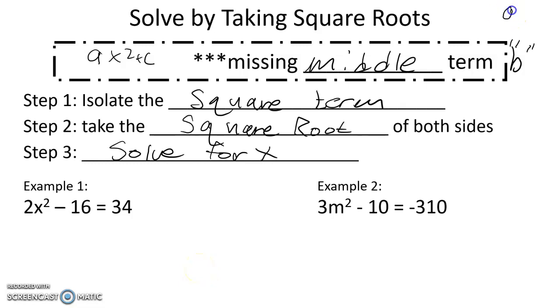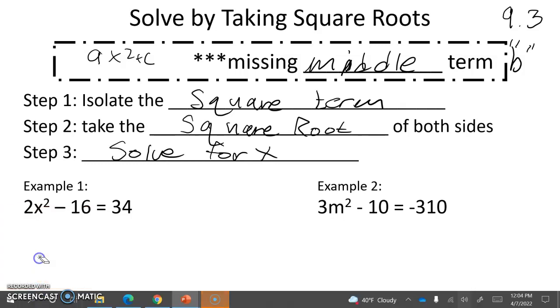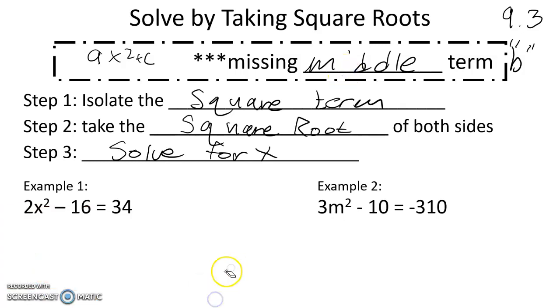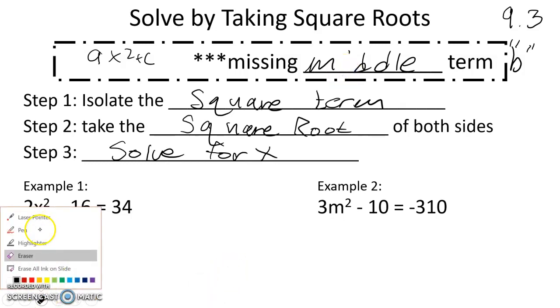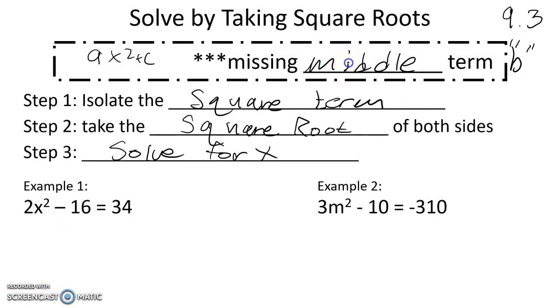Alright, so here we have the 9.3 video notes, and I apologize for the scrappy handwriting up here. I quickly wrote these notes down. As I said before, the first half of this chapter is basically quadratics, graphing quadratics. Now, this second part is mostly solving quadratics algebraically, okay?